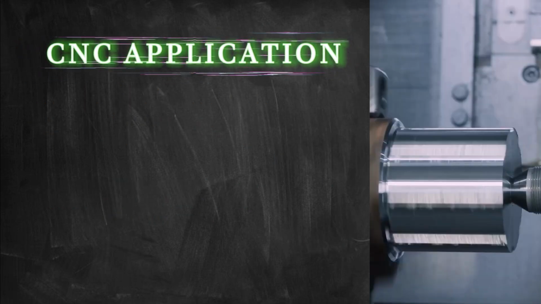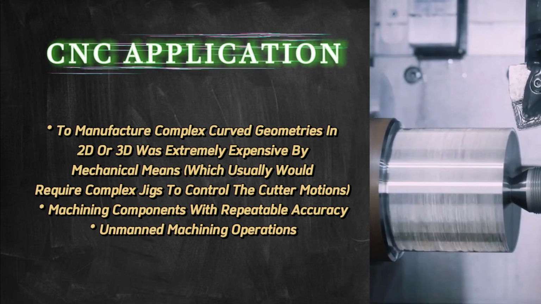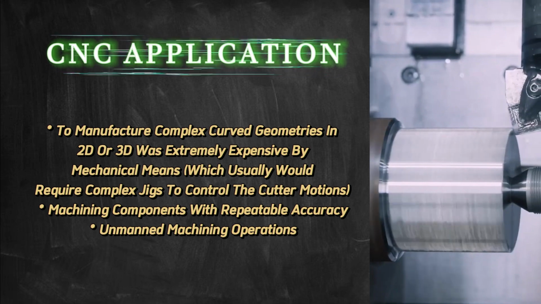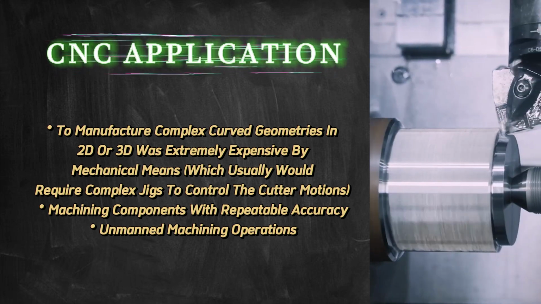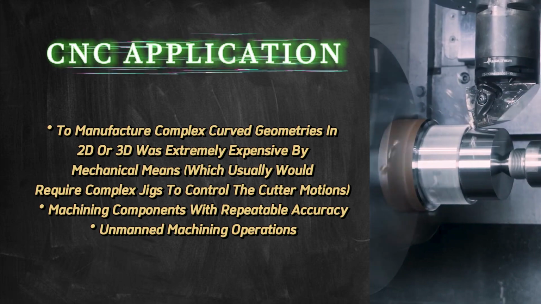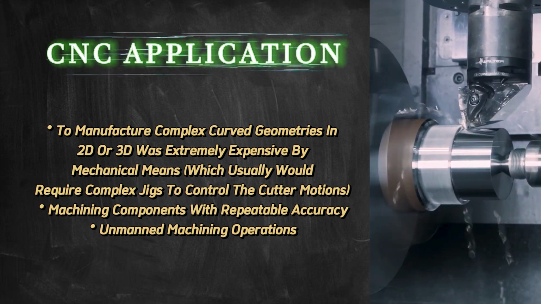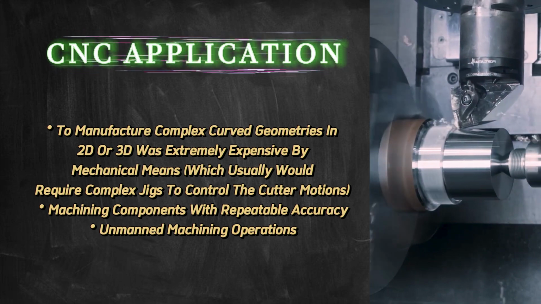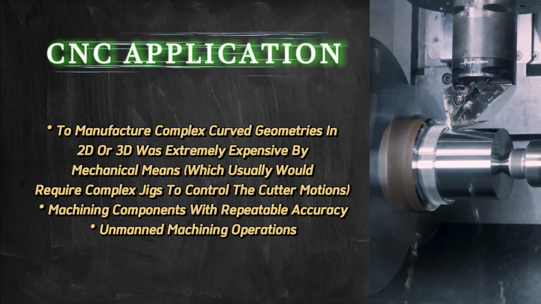Here we move to CNC application. CNC is used to manufacture complex curved geometries in 2D or 3D, which was extremely expensive by mechanical means, and usually would require complex jigs to control the cutter motions. Then, machining components with repeatable accuracy and unmanned machining operations.